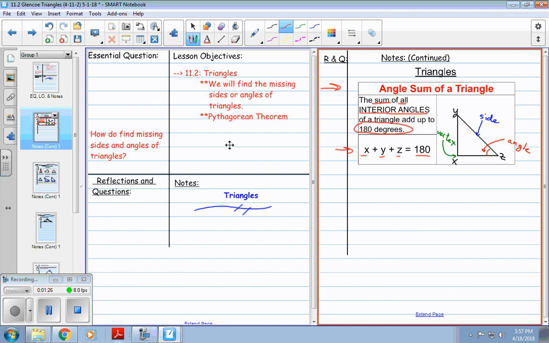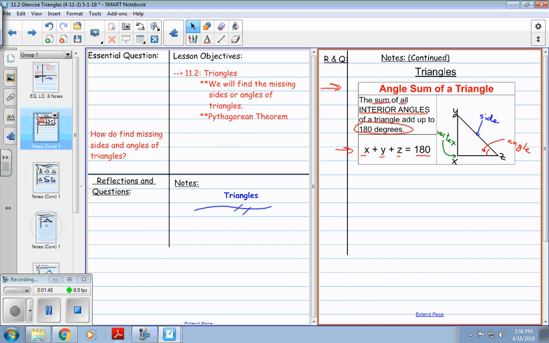So anytime we're trying to find missing angles inside of a triangle, or even missing angles on the exterior, we're likely going to have to utilize this formula to solve the problem. Just like all of our other lessons, we're going to review a little bit about triangles before we go into how we apply this into our algebra that we're learning now.